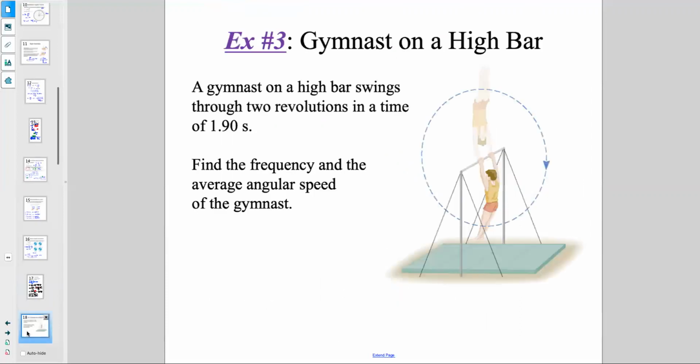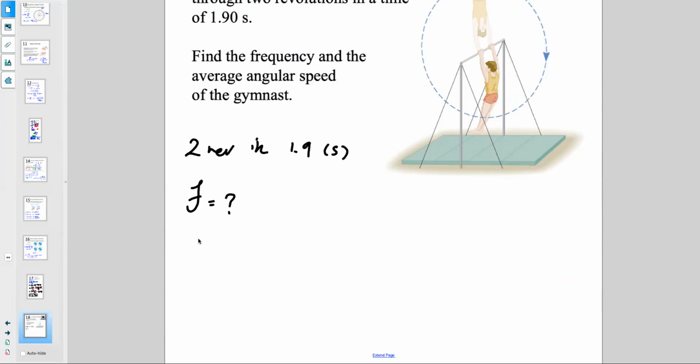Okay, let's take a look at this. We have a gymnast on a high bar, and the gymnast on a high bar swings through 2 revolutions in a time of 1.9 seconds. So we have 2 revolutions in 1.9 seconds. That's what we have. Find the frequency. So we're looking for frequency to see what the frequency is. And the average angular speed of the gymnast. So average angular speed, omega. These are the 2 things that we're looking for.